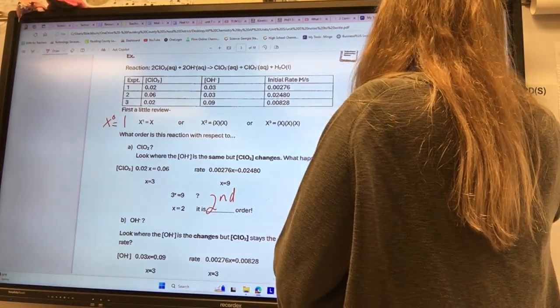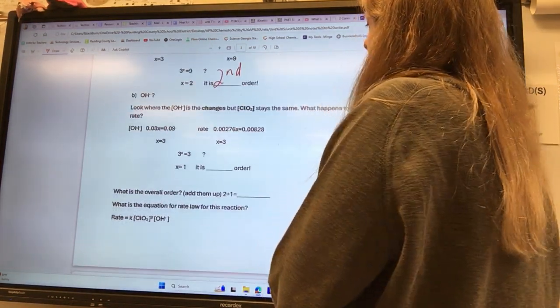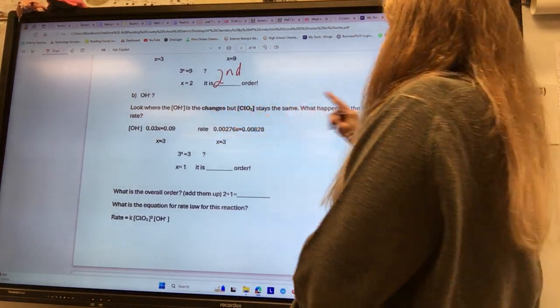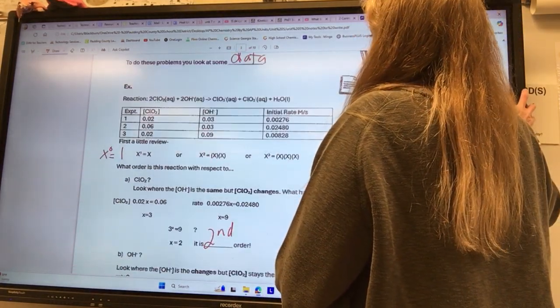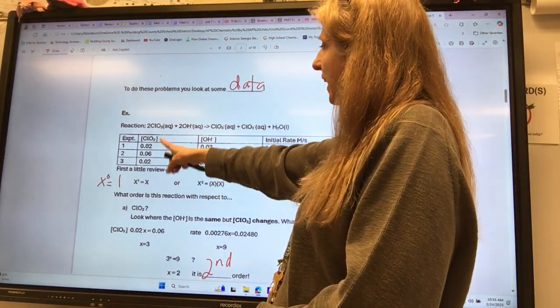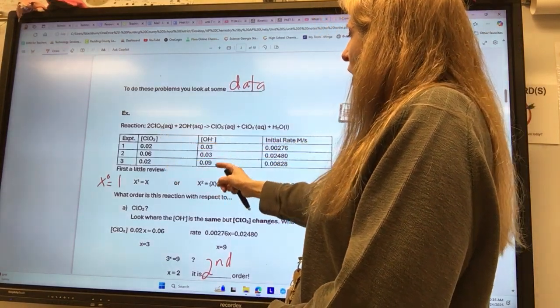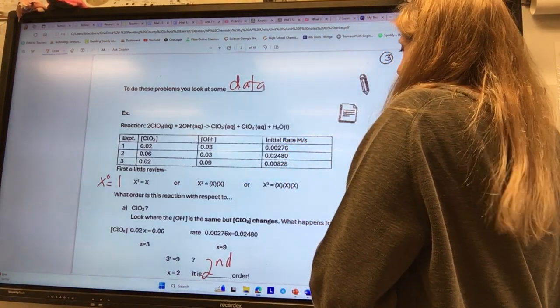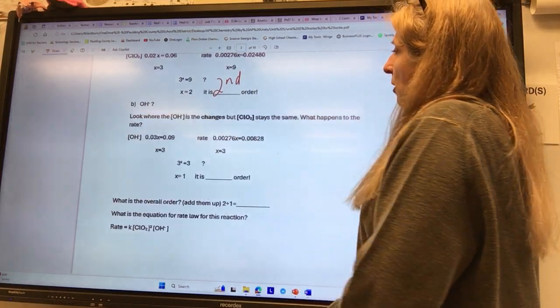Okay. All right. So now we're going to look at the OH. We want to see where the OH changes, but the Cl2 stays the same. So we're going to look at where the Cl2 stays the same. That's 1 and 3. OH changes. Everybody see that? Okay.